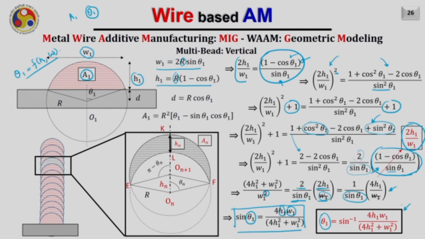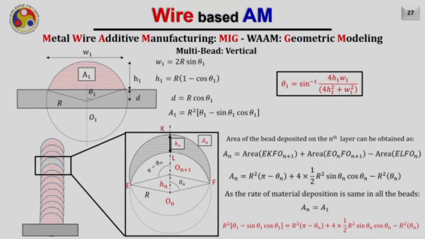So, now I completely know the area of the bead deposited on a flat surface if I know the value of h1, that is its height, and w1, that is its width. Knowing this, our aim will be to obtain the area of the bead deposited on the nth layer.